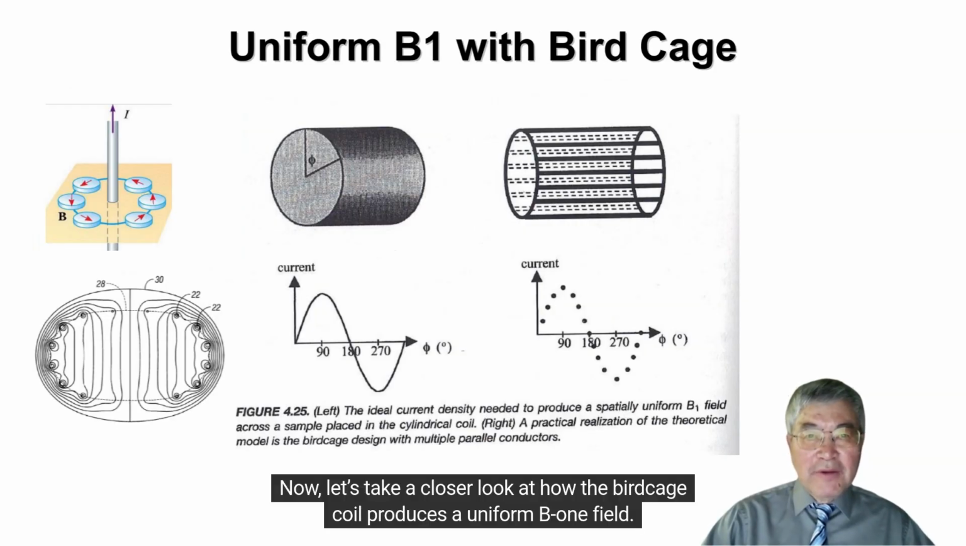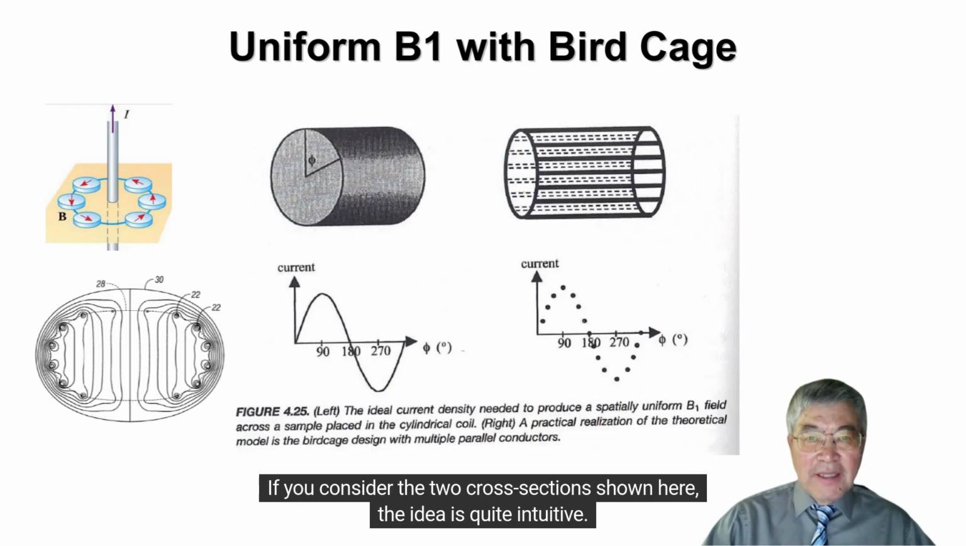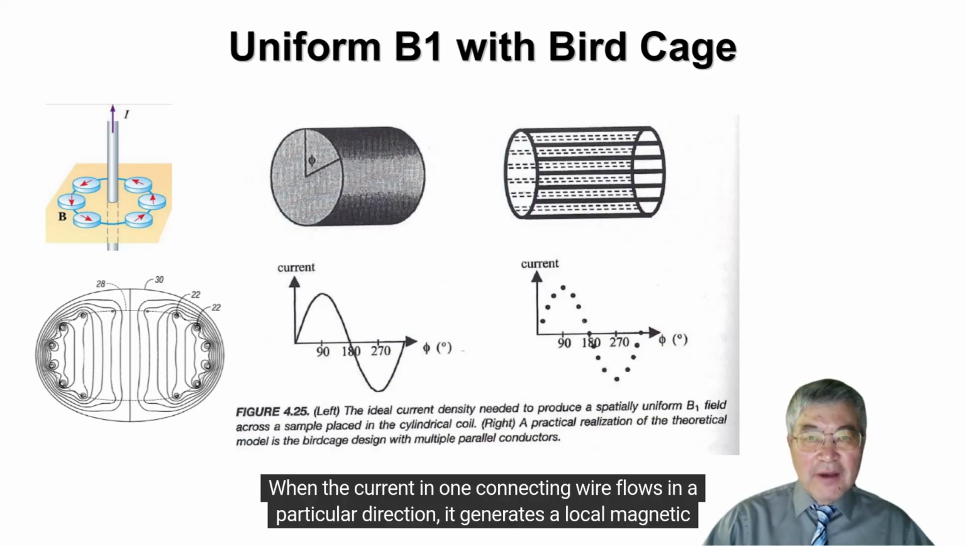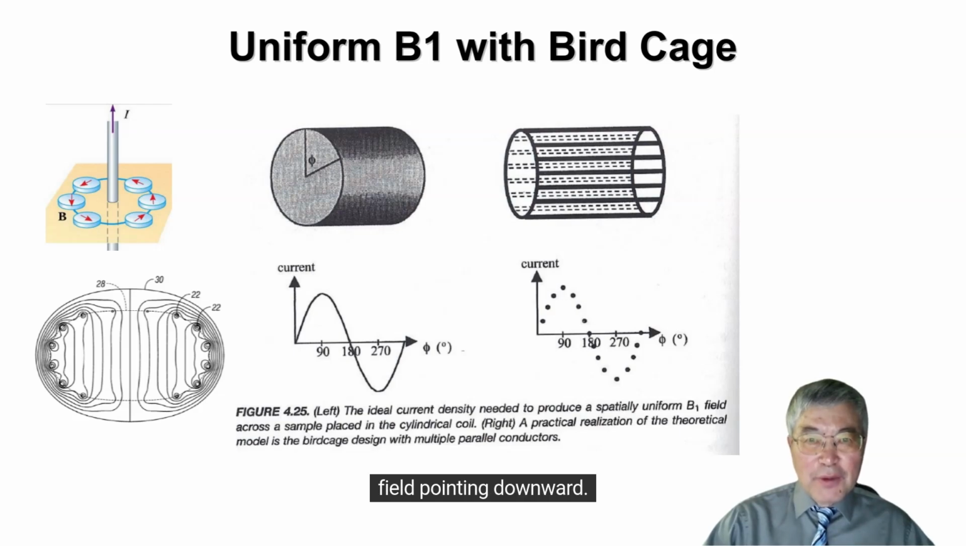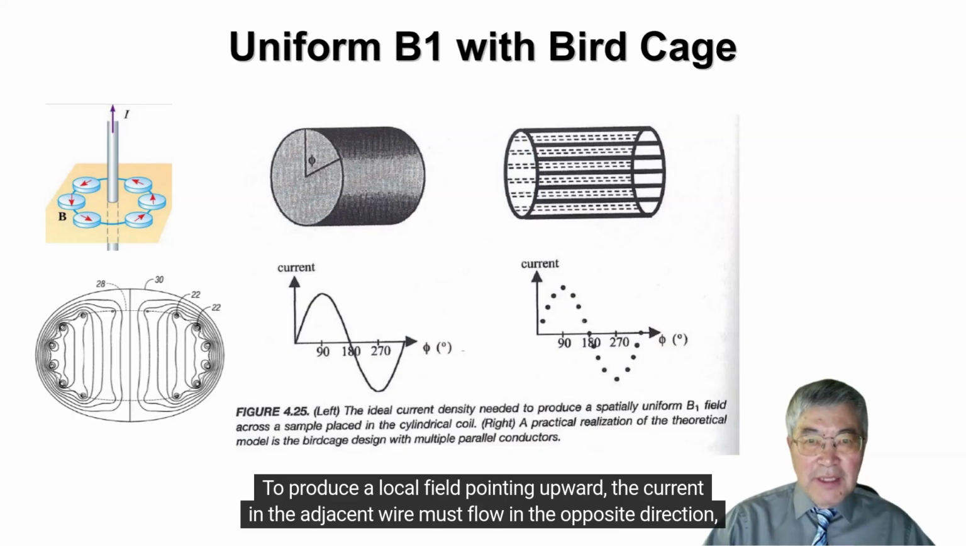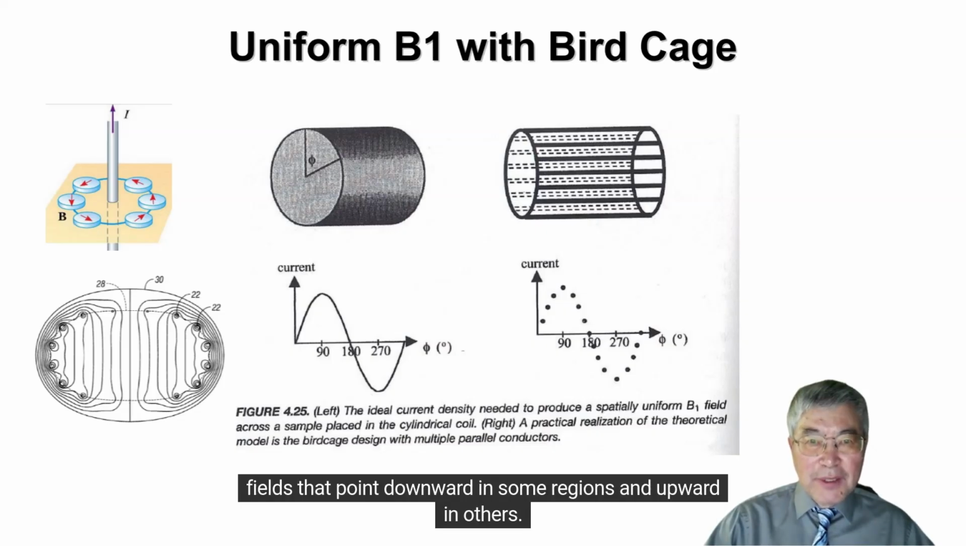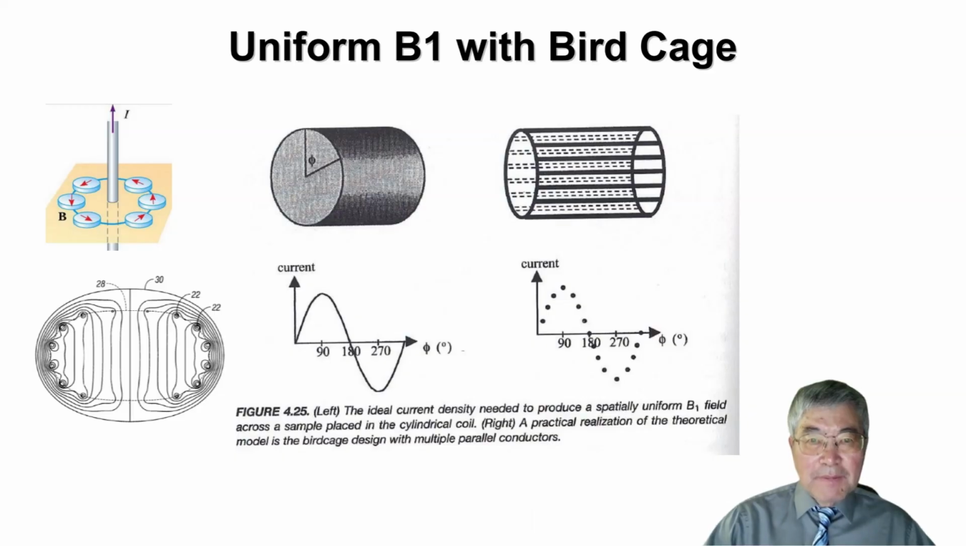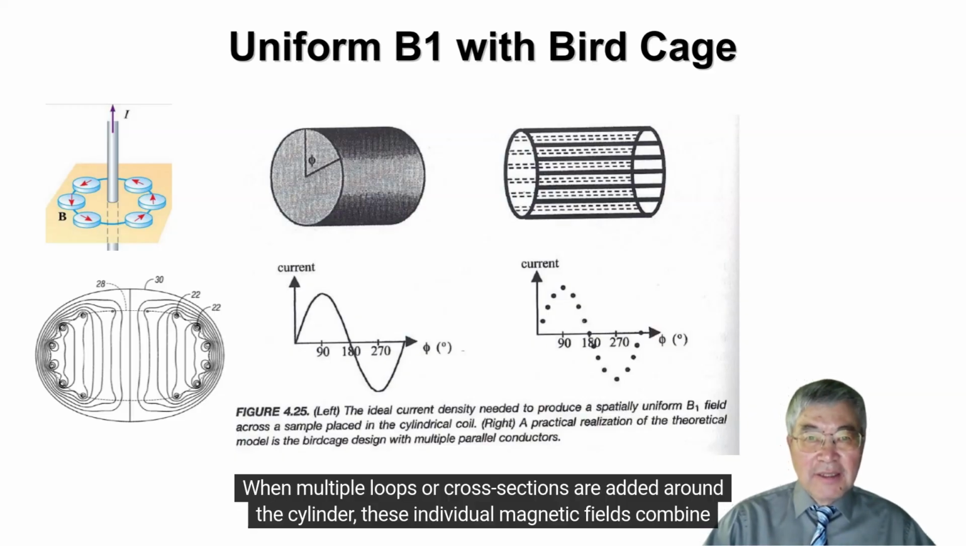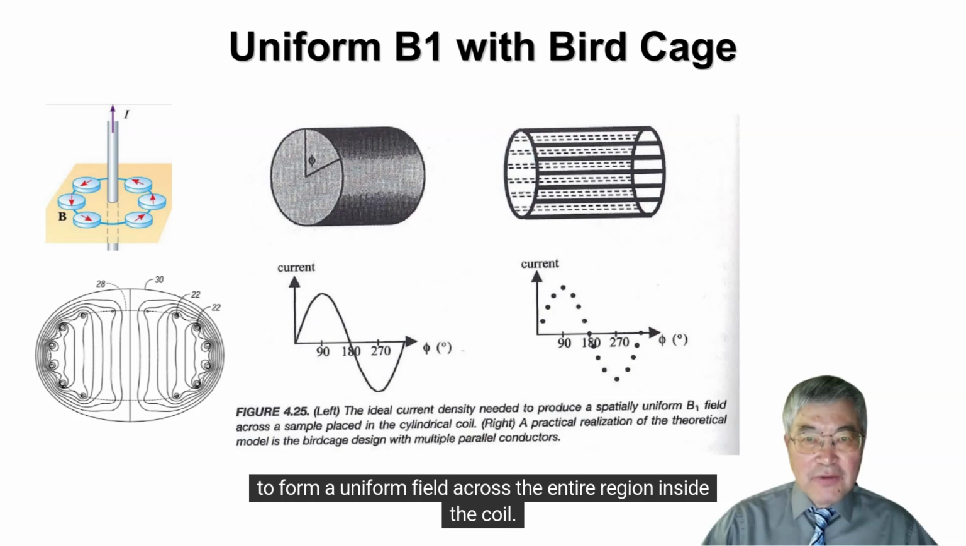Now let's take a closer look at how the birdcage coil produces a uniform B1 field. If you consider the two cross-sections shown here, the idea is quite intuitive. When the current in one connecting wire flows in a particular direction, it generates a local magnetic field pointing downward. To produce a local field pointing upward, the current in the adjacent wire must flow in the opposite direction, forming a closed loop. This basic configuration, currents flowing in opposite directions through adjacent loops, creates magnetic fields that point downward in some regions and upward in others. When multiple loops or cross-sections are added around the cylinder, these individual magnetic fields combine to form a uniform field across the entire region inside the coil.